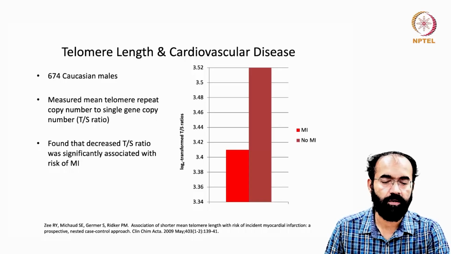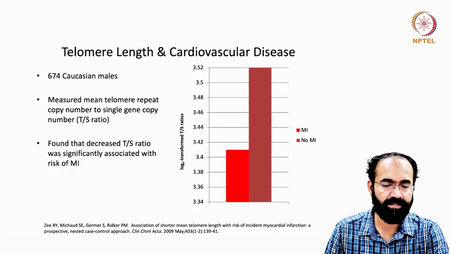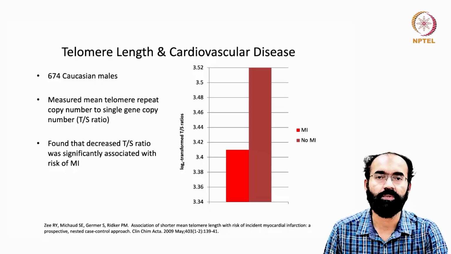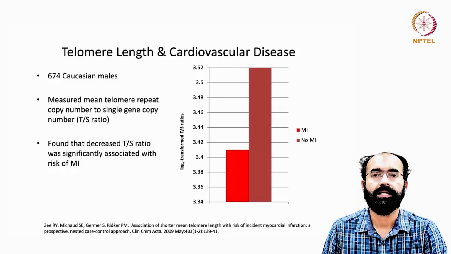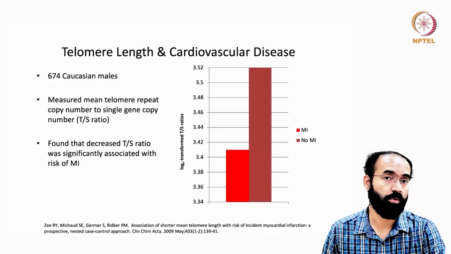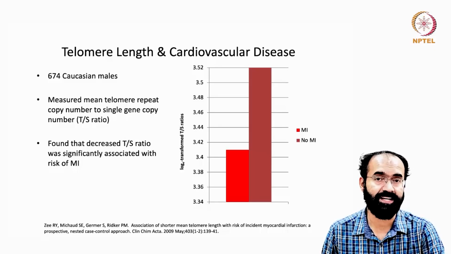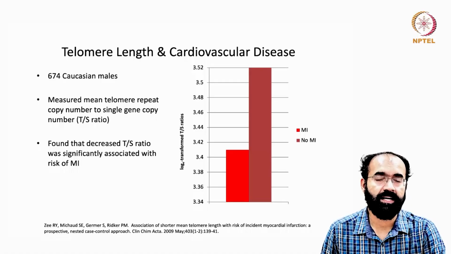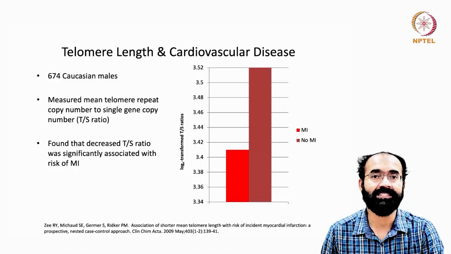So they studied around 674 Caucasian males and measured the mean telomere repeat copy number to a single gene copy number. So how it is compared, this TS ratio, is that we know that around 11 kb telomere length will be there per chromosome, in a given chromosome's average length. So we know 11 kb, 11,000, divided by TTAGGG, which means 6 bases. So 11,000 divided by 6 will give you a number, and that is the total number of repeats of telomeres.